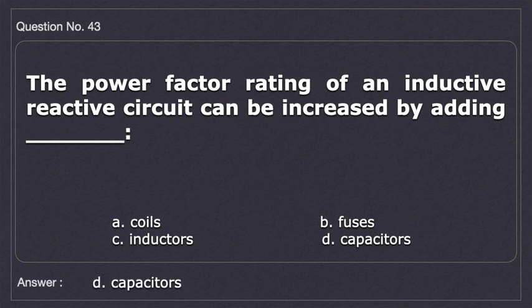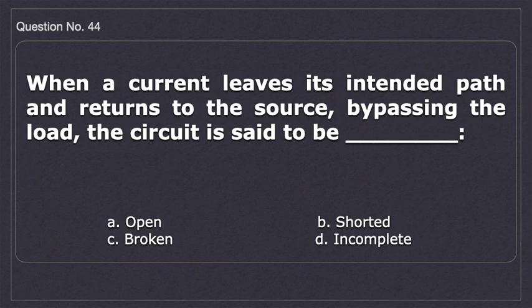Capacitors. Question number 44. When a current leaves its intended path and returns to the source, bypassing the load, the circuit is said to be blank. A. Open. B. Shorted. C. Broken. D. Incomplete. Answer, B. Shorted.